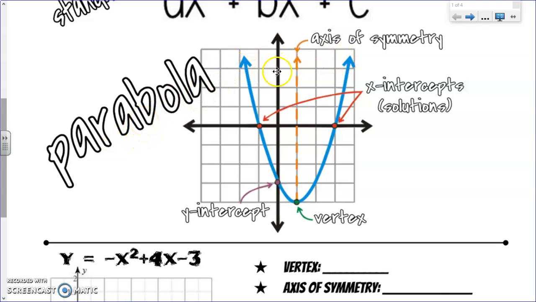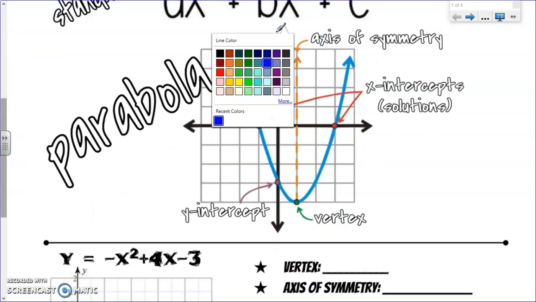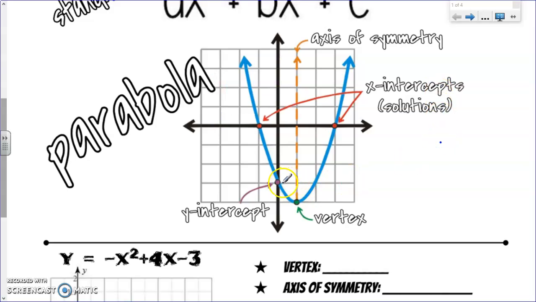In a parabola, we have the solutions, x-intercepts, your zeros, your roots. That's where the graph crosses the x-axis. Okay, so that is called solutions, x-intercepts, zeros, and your roots. We have the y-intercept, which you already know is where the graph crosses the y-axis, and then the vertex is the turning point of the parabola, okay?